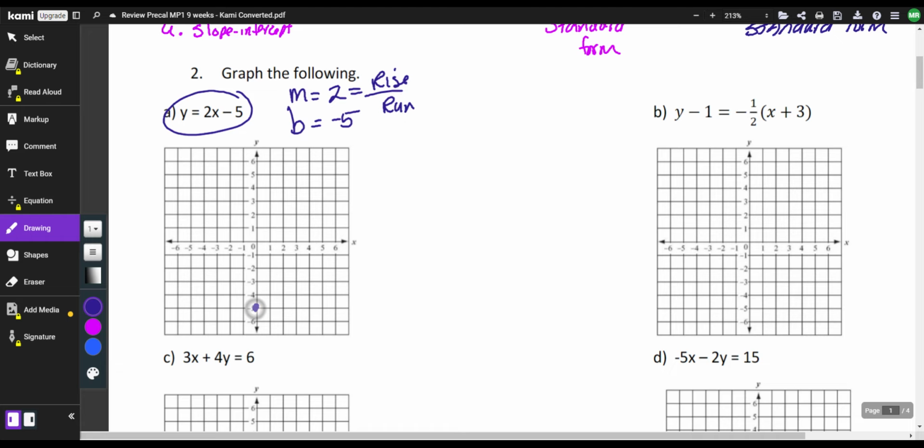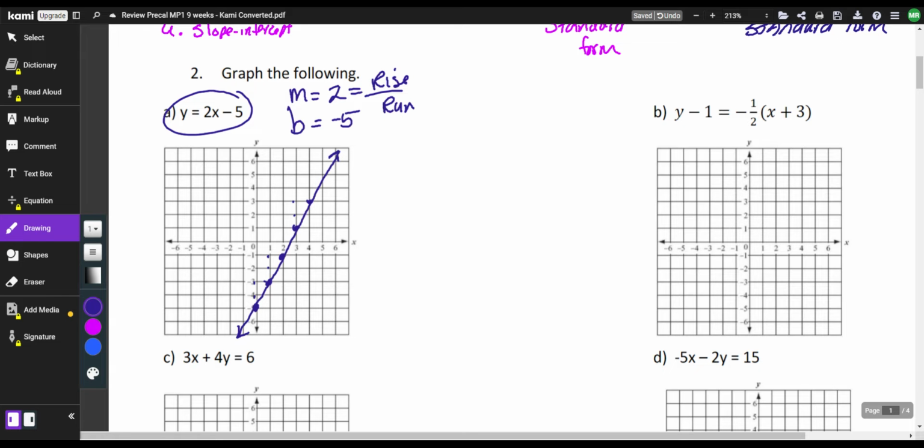So we're going to go from this point, up 2 and to the right 1. Then you go up 2 and to the right 1, up 2 and to the right 1, and so forth and so forth. Now you can graph it.